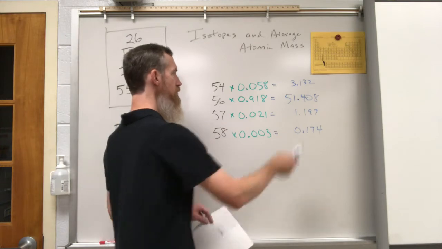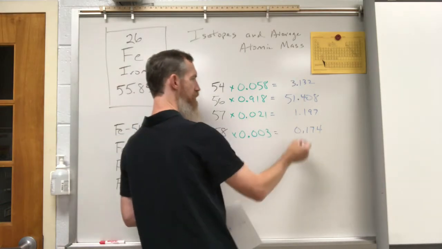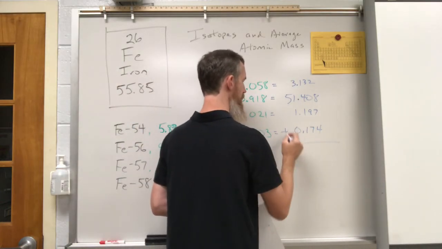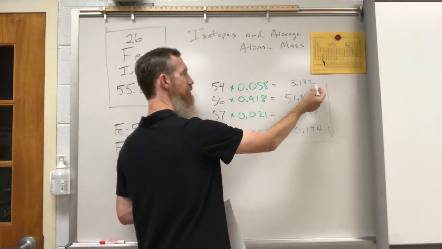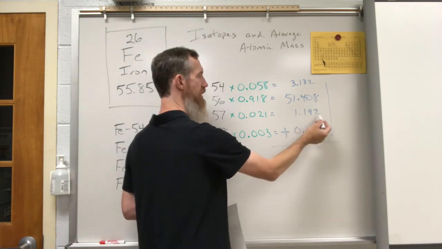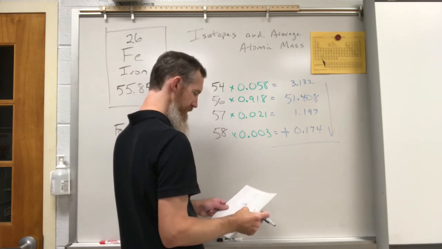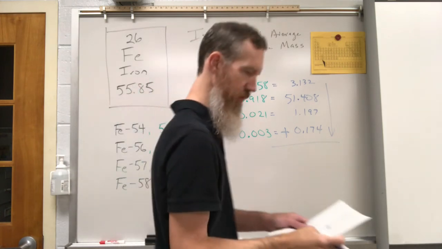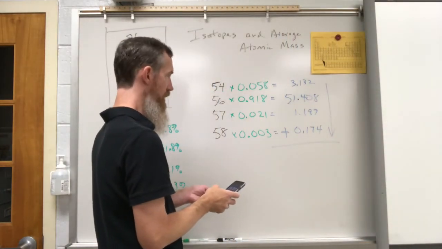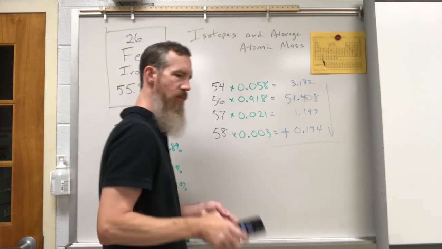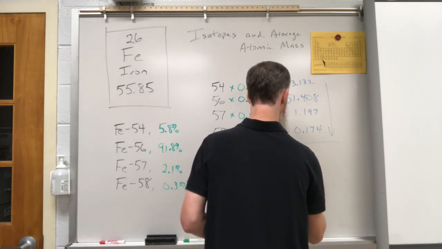atomic mass. So I got this piece, this piece, this piece, and this piece, and then you take these pieces and add them together. When I take the 3.132 and the 51.408 and the 1.197 and the 0.174 and add them together, I get a number of, hold on, I should have had this done already, and I don't. I apologize. 55.911. I'm going to double check that, make sure that's right. 55.911.